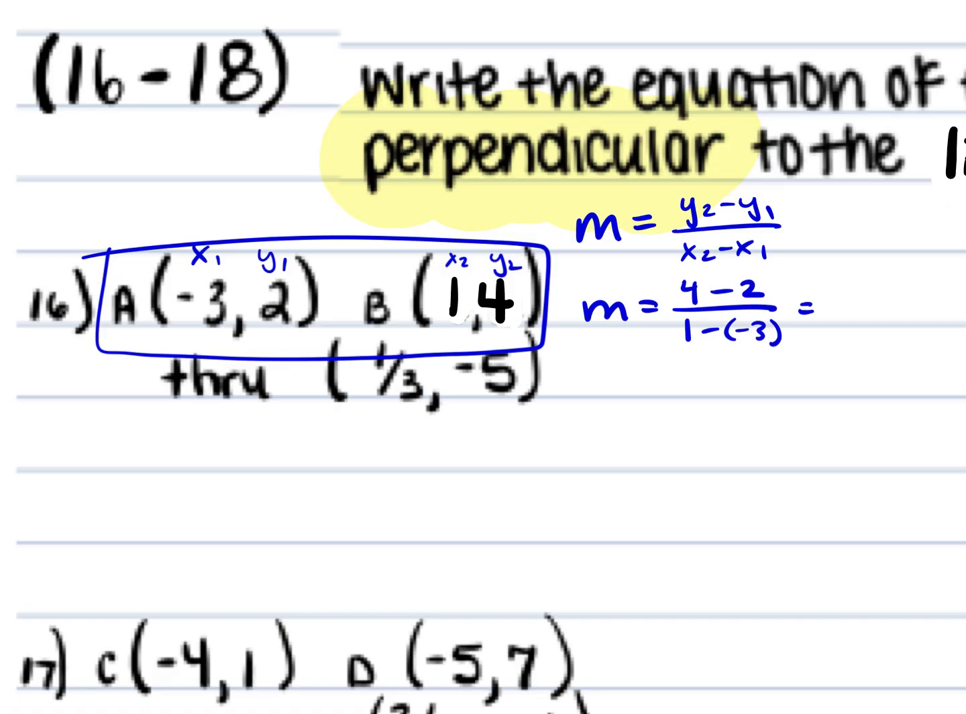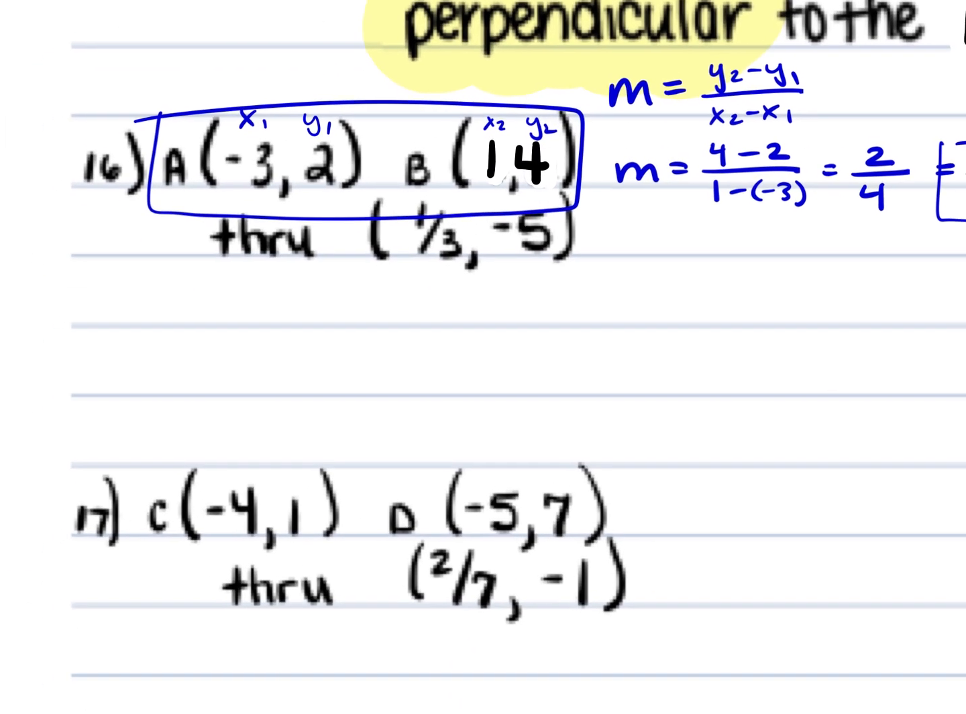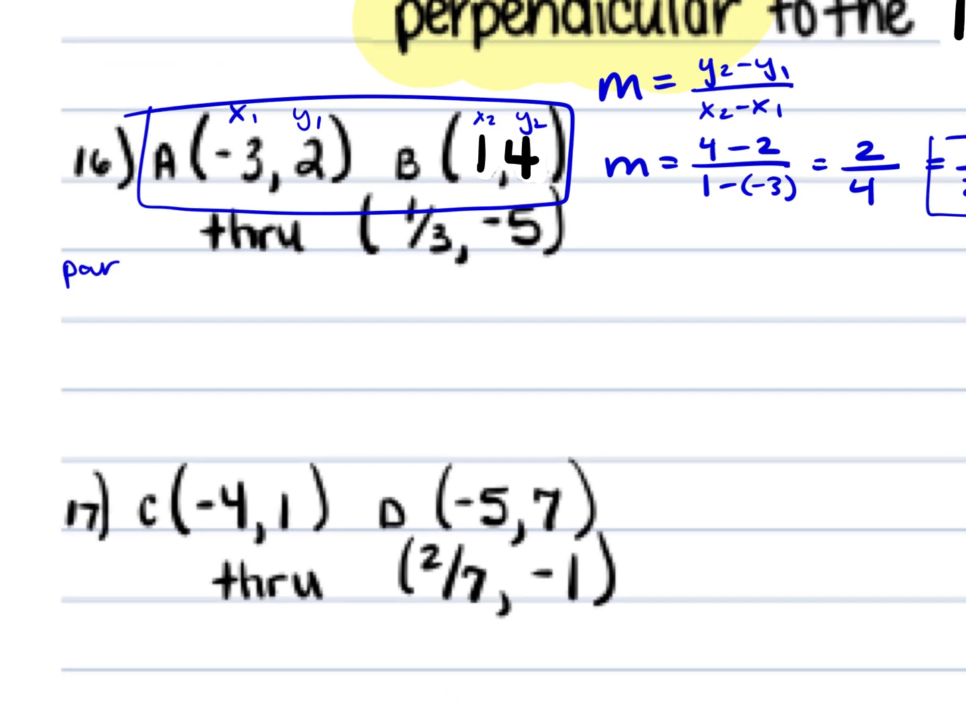4 minus 2 is what? And 1 minus negative 3? 4. So we get 2 over 4. What does 2 over 4 simplify to? 1 over 2. So this is the slope that we're going to be using. For the first part of this question, it says to find a line that's parallel to this one. So parallel, what do we know that our slope is going to be? The same. So our slope in the first part is going to be 1/2.